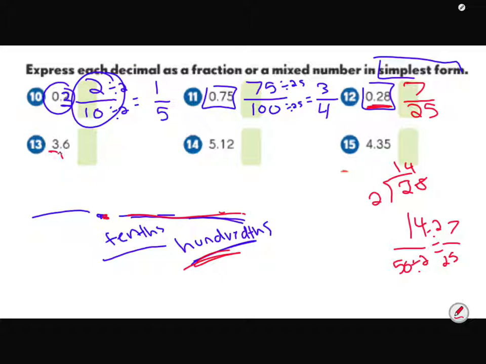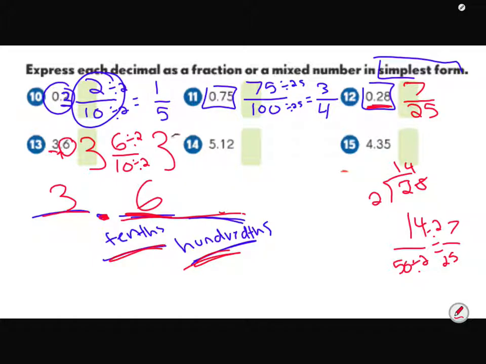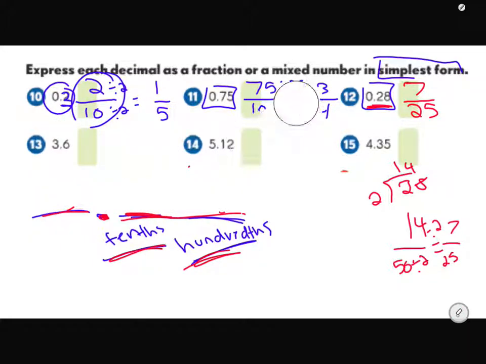Next one says, again, I'm going to write this, I'm going to read it the way it is. 3, that decimal means and, so I have 3 and 6, and it's in the tenths place. 3 and 6 tenths. Again, I can simplify by dividing these by 2. They're even numbers, and I get 3 wholes. 6 divided by 2 is 3. 10 divided by 2 is 5. 3 3/5.